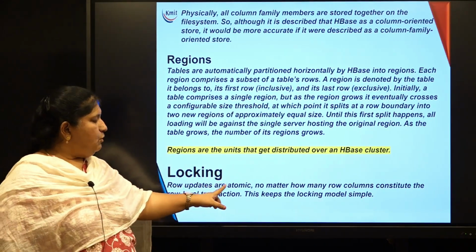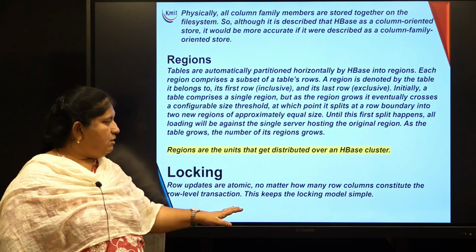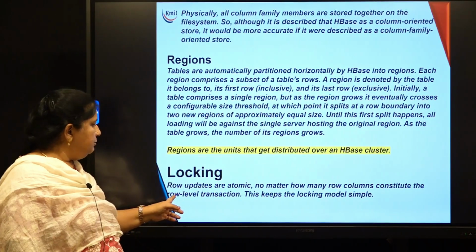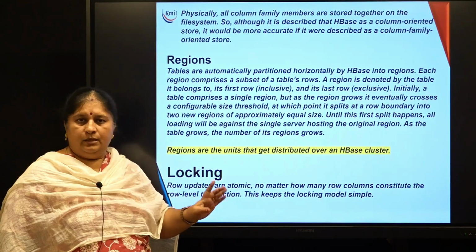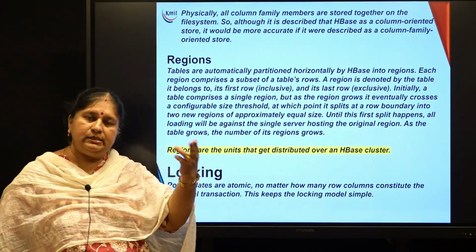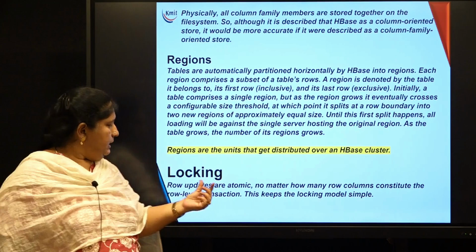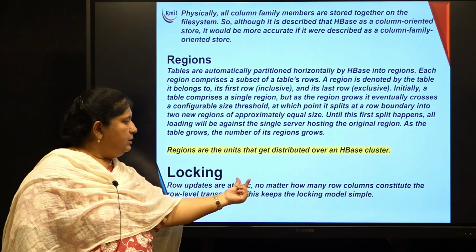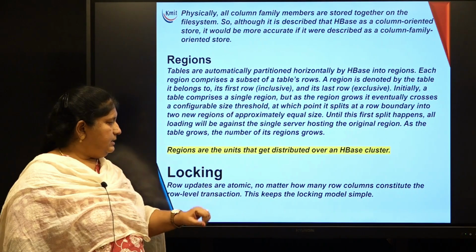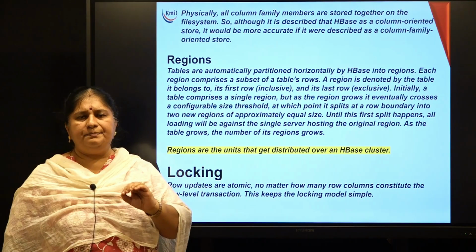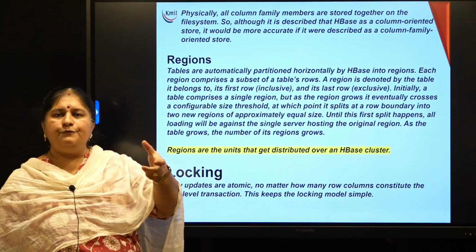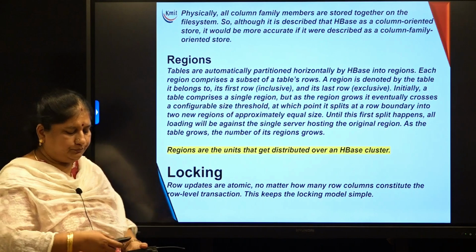Row updates are always atomic by default, no matter how many row columns are constituting the row level transaction. You are updating a student name. Can somebody read his date of birth? Definitely no. Row updates are atomic no matter how many row columns constitute the row level transaction. So the simplest locking model is that the entire row is locked even though you are accessing only a few of the columns from the row.